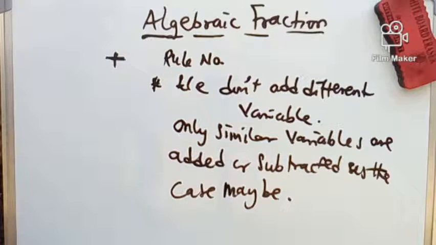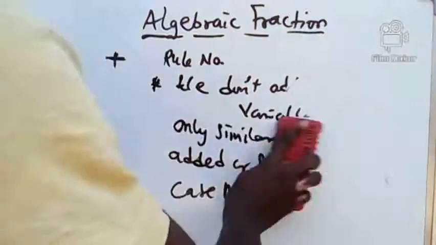So that's the first rule. We don't add different variables. Only similar variables are added or subtracted as the case may be. So what do I mean by this?